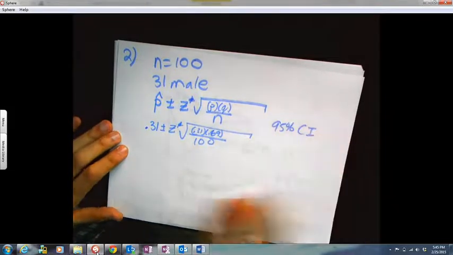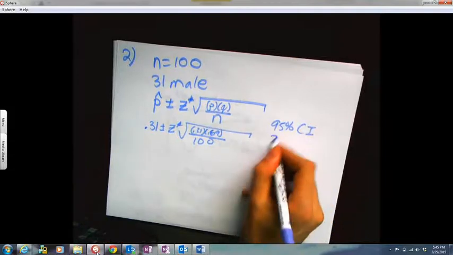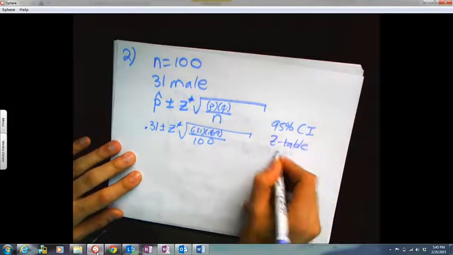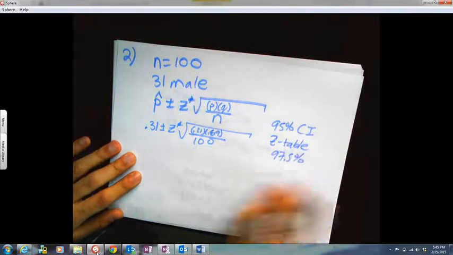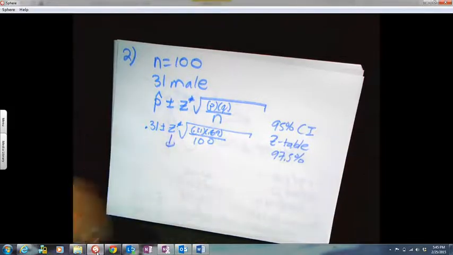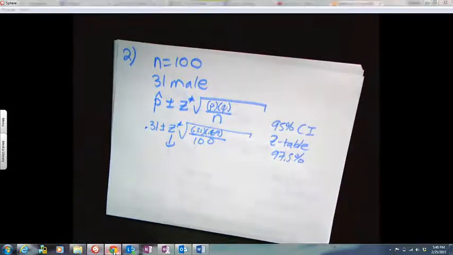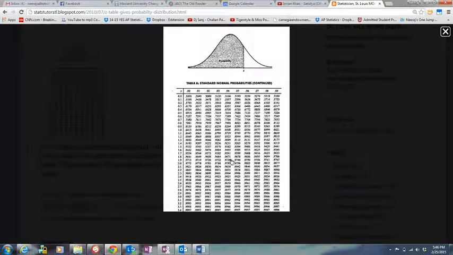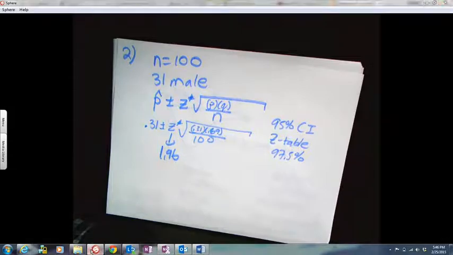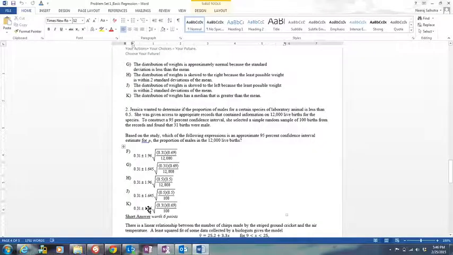So remember, if we want 95%, we go to the Z table for 97.5%. And if you do that, you'll get the Z of, let's take a look. So here we have the Z table, and we want 0.975, which is right here. So 1.96. So the Z-stat is 1.96. So which answer choices match that? Well, K will be the right answer.